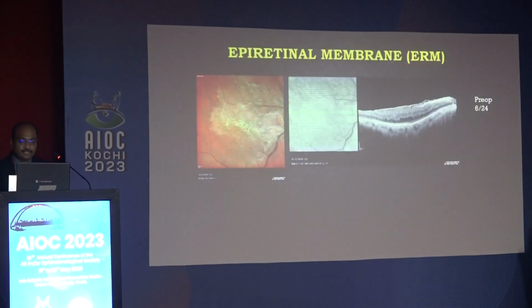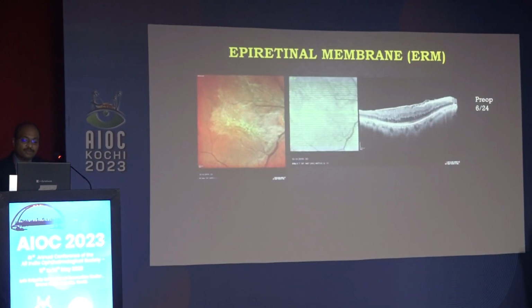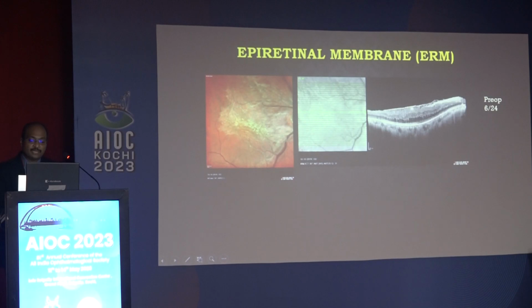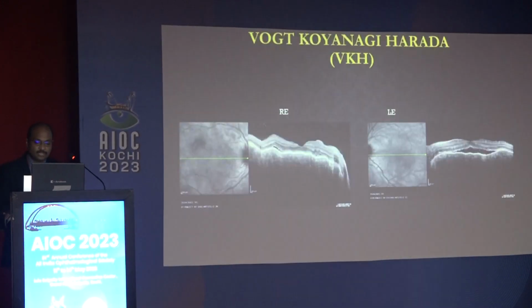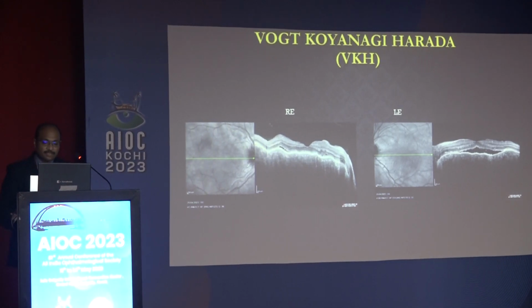So just to show you an interesting case, an epiretinal membrane, you can see right sitting on top like a cap out here, and resolution post-surgery. Inflammation, Koyanagi Harada, which Bala talked about. You can see the corrugated choroid.